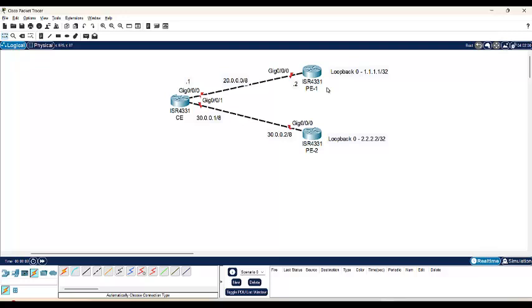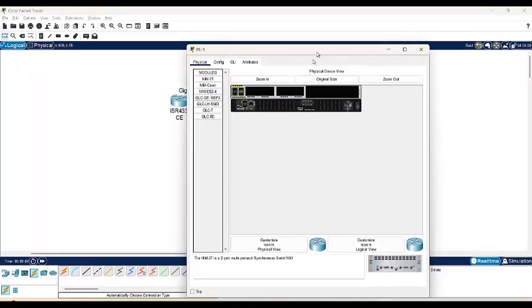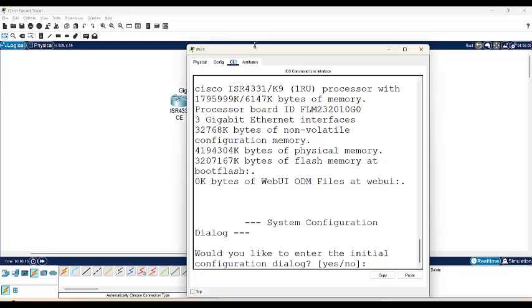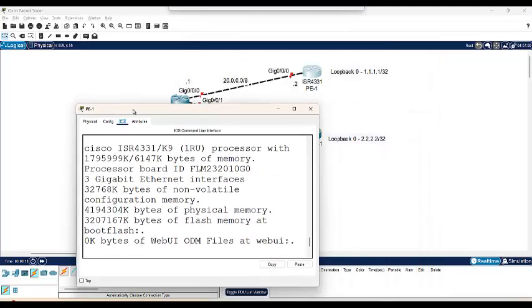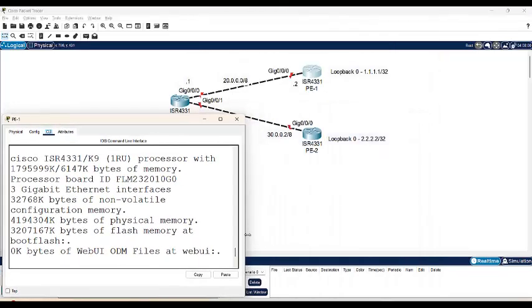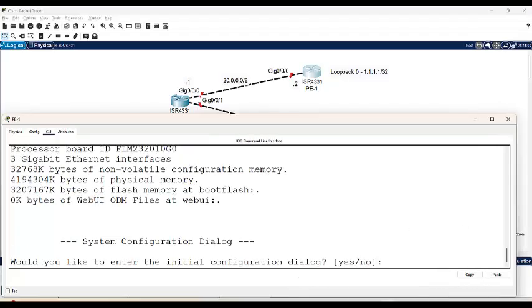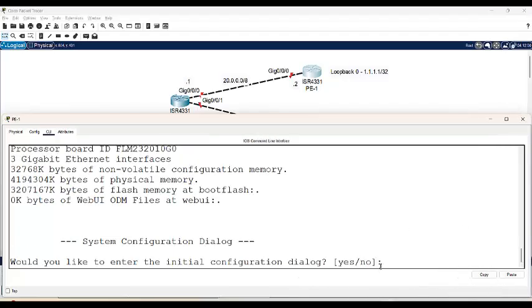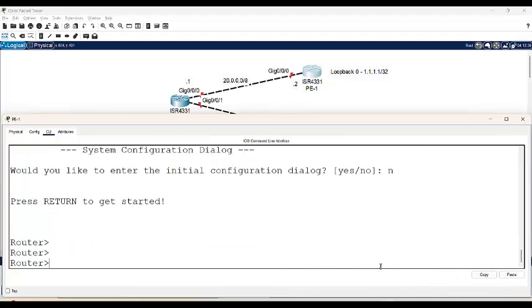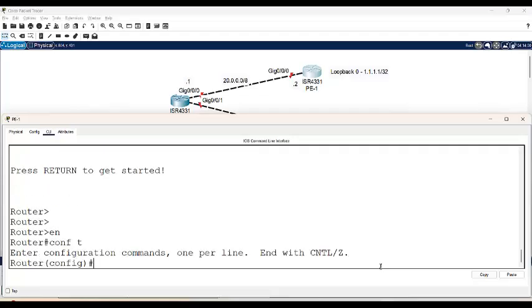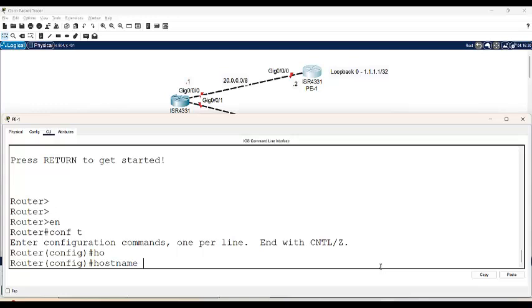Yes, sir. Okay. Now I'm going to start configuring from PE1. PE1 has two networks. One is the loopback interface 1.1.1.1/32. The other one is GigabitEthernet 0/0/0, which is 20.0.0.2/8. So I like to name it PE1.